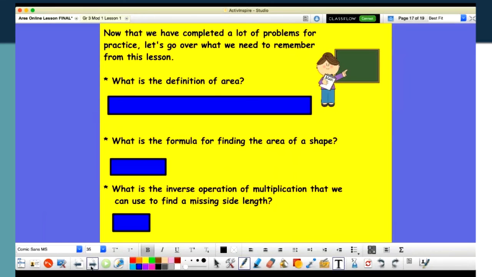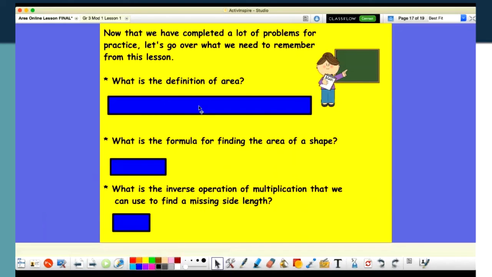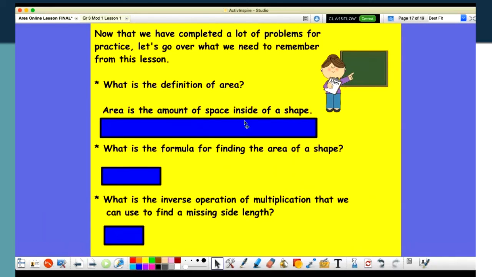All right. Now that we've completed a lot of problems for practice, let's go over what we need to remember from this lesson today. So we have talked about the definition of area. We know the definition of area is the amount of space inside of a shape. What is the formula for finding the area of a shape? That formula is, say it to yourself, A equals length times width.